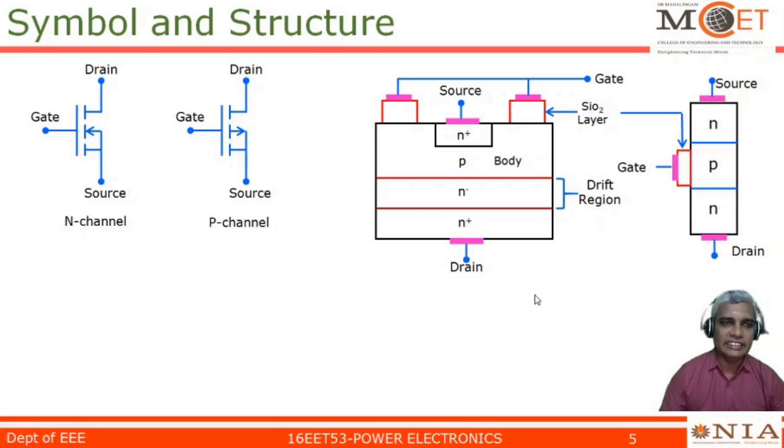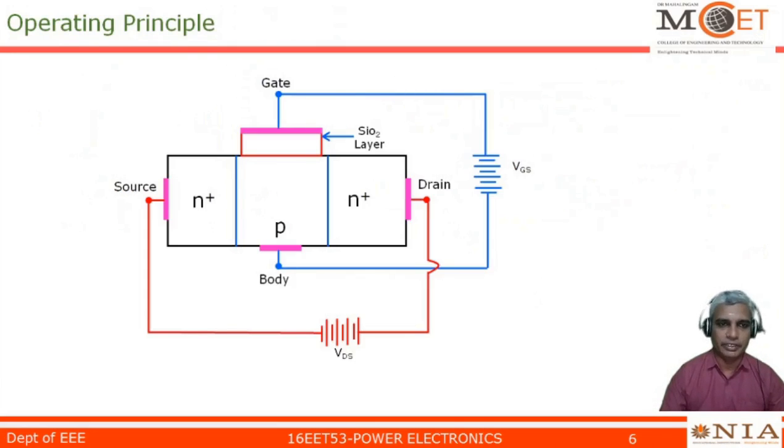Now let us go into the understanding of the principle of operation of MOSFET. The same NPN structure is reproduced here. The N plus layers are connected to source and drain, whereas the middle layer, that is the P layer, is connected to gate and body. Here you can see that there are two circuits. One is the blue circuit, the other one is the red circuit. The blue circuit is what we call the gate circuit or control circuit, which is responsible for establishing the connection between drain and source. The red circuit is the power circuit through which we connect our loads.